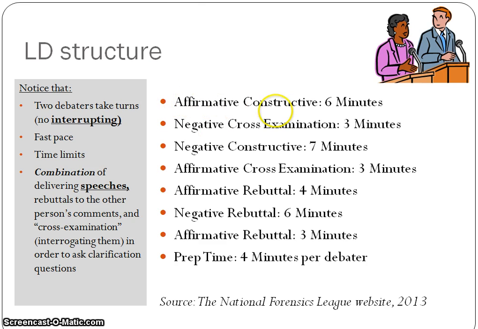We begin with an affirmative giving an opening statement. The negative immediately gets to cross-examine or interrogate the other side before they then get their own turn to give an opening speech. And then they take turns rebutting each other, asking each other questions until finally they get some final closing statements in. Notice that this is a pretty fast pace, and it's a combination of delivering prepared speeches, rebutting the other person's comments, and interrogating them to ask clarification questions. So this is pretty complicated, but don't worry, we're not going to quite go this far in this unit today.